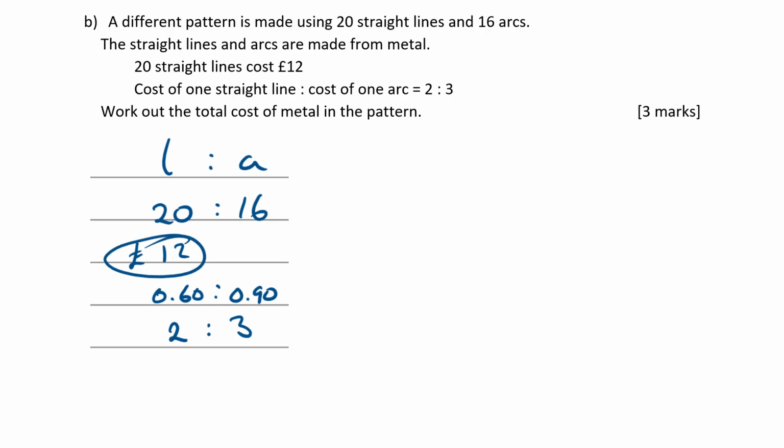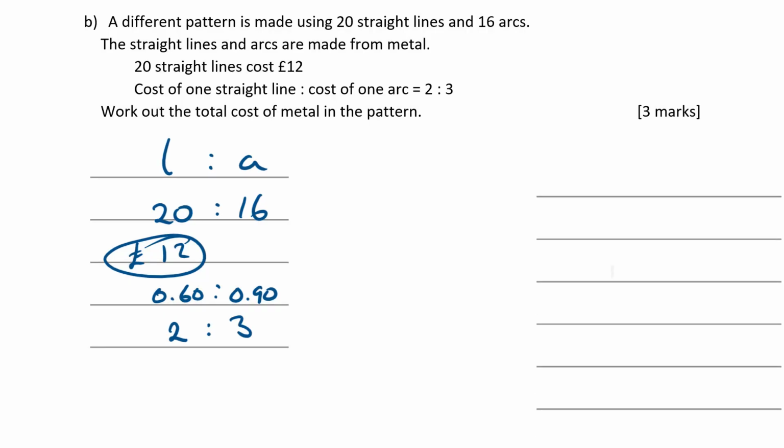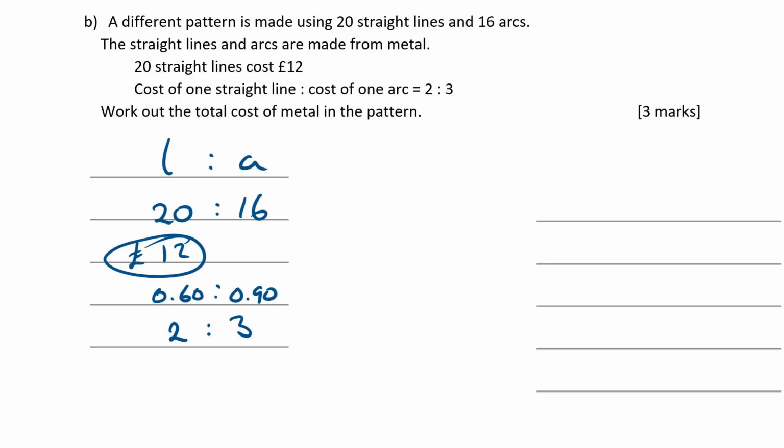So each arc is going to cost 90p, and each straight line is going to cost 60p. Well, we know all 20 cost 12, so now we need to know the cost of the 16 arcs if each arc is worth 90 pence. So what is 16 times 0.9? Well, a tenth of 16 is 1.6, and 16 take away 1.6 is 14.4. So they are going to cost £14.40.